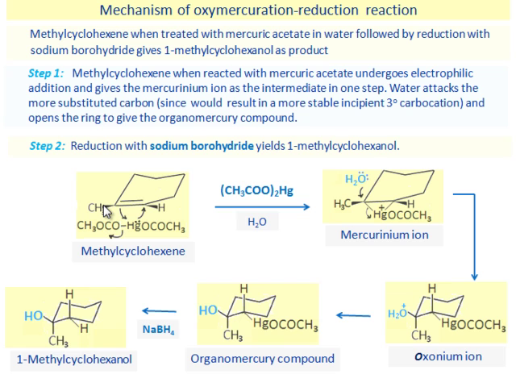Methylcyclohexene, when reacted with mercuric acetate, undergoes electrophilic addition and gives the mercurinium ion as the intermediate in one step. Water attacks the more substituted carbon and opens the ring to give the organomercury compound. Reduction with sodium borohydride yields 1-methylcyclohexanol.